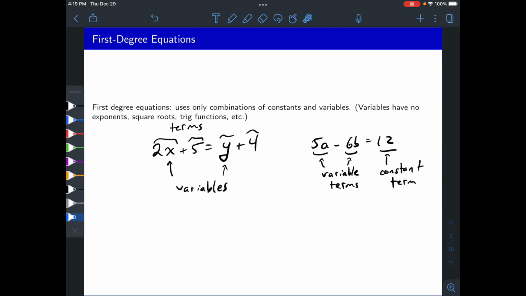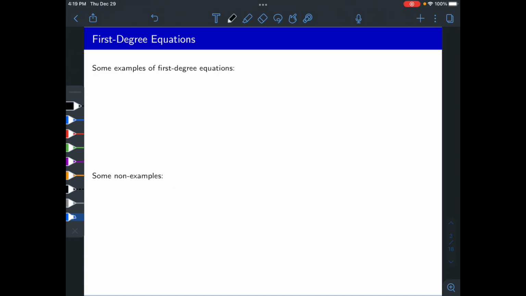So these first degree equations are not allowed to have any exponents or square roots or trig functions or anything like that in there. If you do, it's no longer a first degree equation. So some examples, again, you could have something like 2s is equal to p plus y over 4, or you could have a equals 2b plus 5. But some non-examples would be maybe you do natural log of a is equal to 5y, or 5y squared.